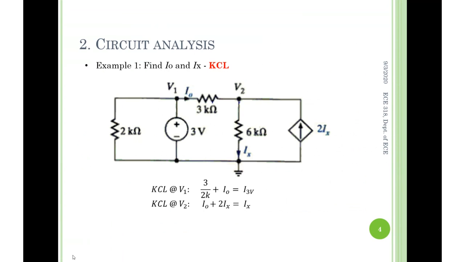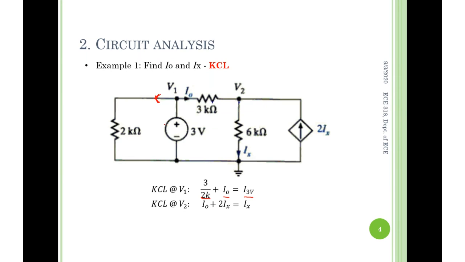Therefore, no matter what, your KCL equation is definitely 3 terms. No more, no less. This is the first thing. Second thing, to write the KCL, you must assume the current direction. So for example, we are assuming the current flowing through 2K goes this way, from right towards left.